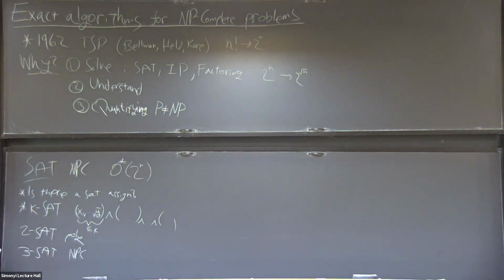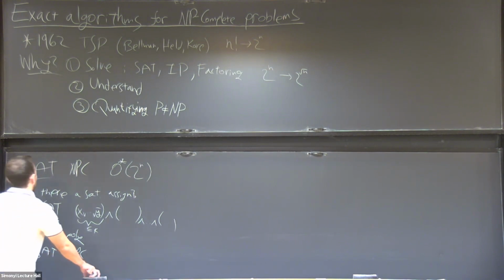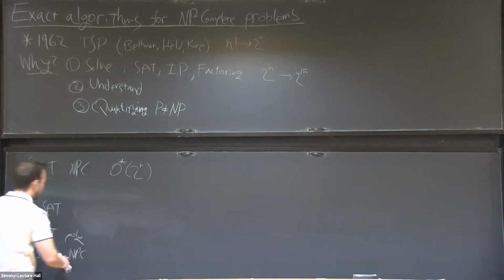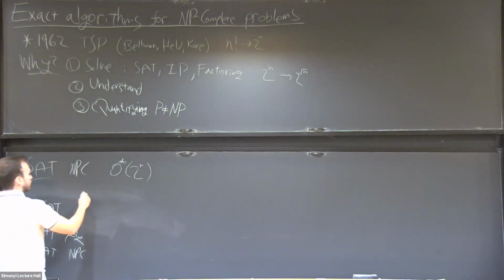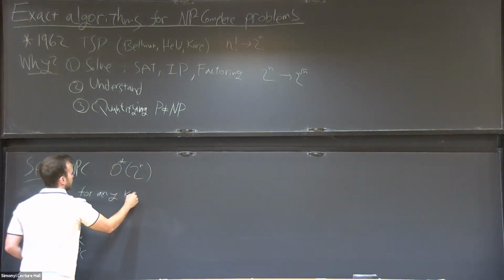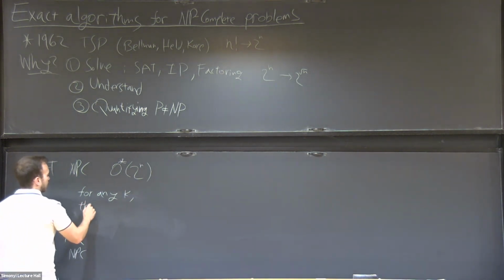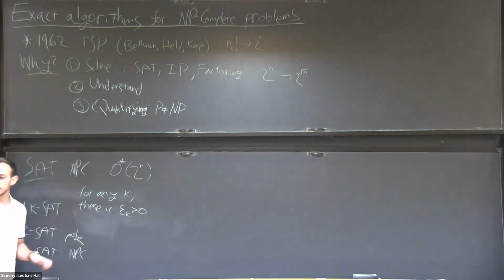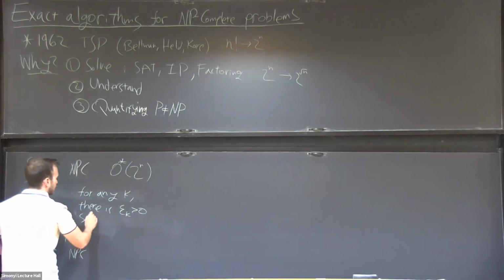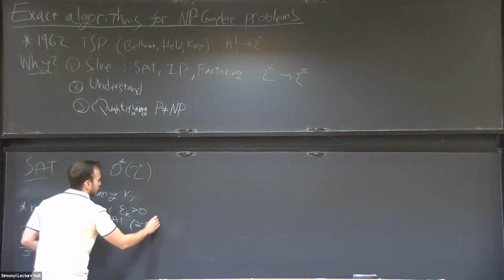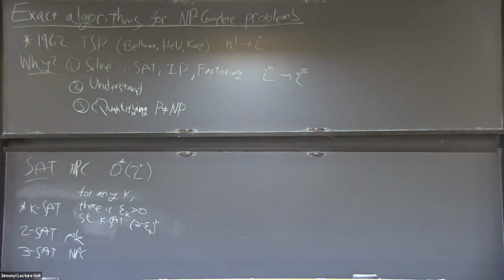But for K-SAT, actually, we do know how to do something better. So what do we know about K-SAT? For a very long time, we have known that for any fixed k, there is some epsilon that depends on k, but this is a constant, such that you can solve K-SAT in 2 minus epsilon k to the n. So for any fixed k, you can solve K-SAT exponentially faster than 2 to the n.